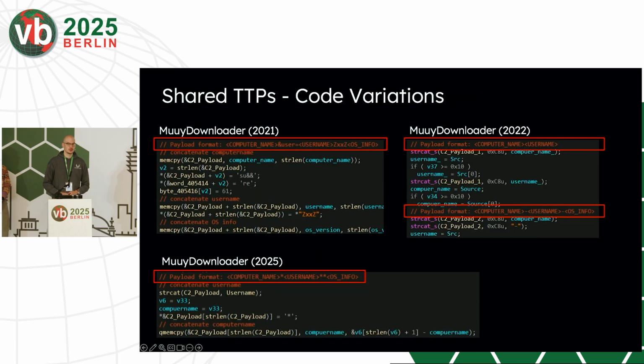The last shared TTP that we observed is there are very often slight code variations between the variants of a specific malware family. So MUI Downloader is a very good example here. You can see these 3 different variants from 3 different years, and this is about how to format the payload. So the payload we saw beforehand is gathered from computer name, username, and OS information, and you can see how this is concatenated in a slightly different manner. Of course, still exactly the same stuff and semantics, but slight variation.